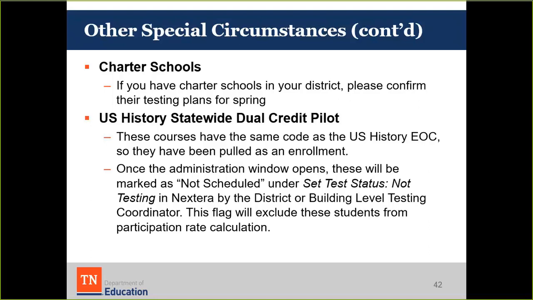Finally, we have an odd situation with the U.S. History statewide dual credit pilot. Those courses have the exact same course code as the U.S. History EOC, so they have been pulled as an enrollment to take the EOC for U.S. History. However, that dual credit pilot means they do not take the EOC. So what you're going to do is once the administration window opens, you'll mark those students as not scheduled under test status, not testing in Nextera. And that flag will exclude them from participation rate calculations, and you will not need to go ahead and test them on the EOC then.